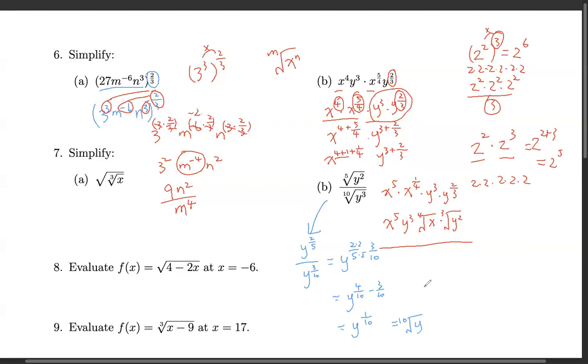Oh, I did B first. Actually, I still have A here. That's 7. So this index is 2. Index 2. So when we have layers of index, we also multiply them. 2 times 3 is 6. So that becomes 6th root of x.